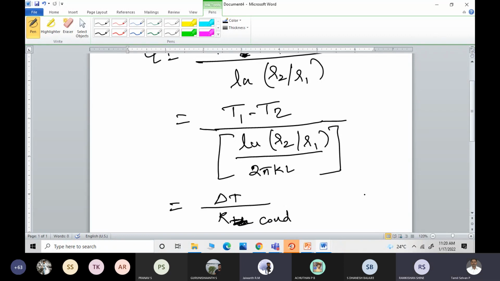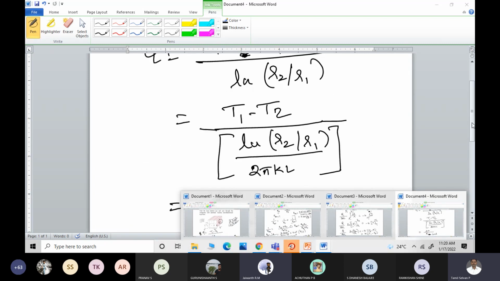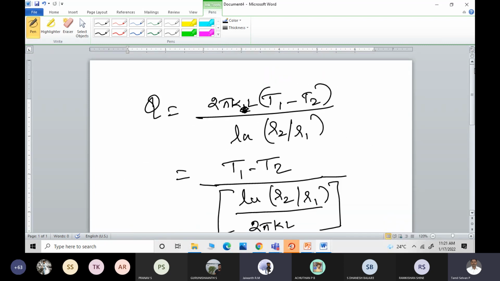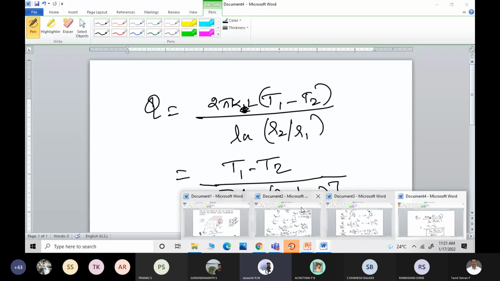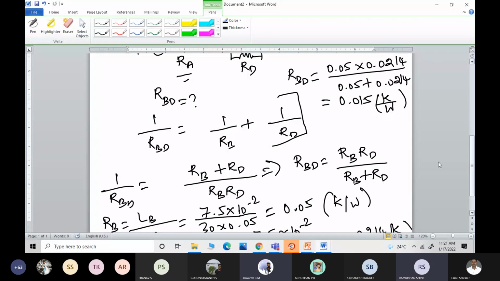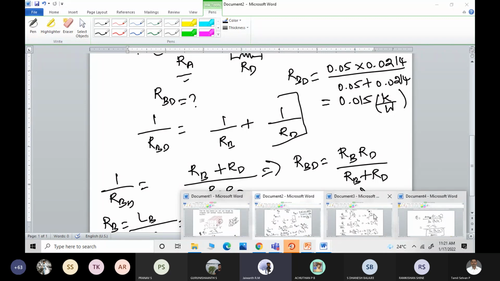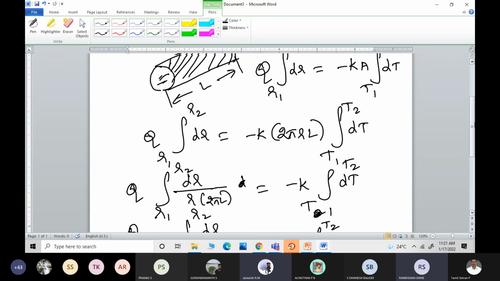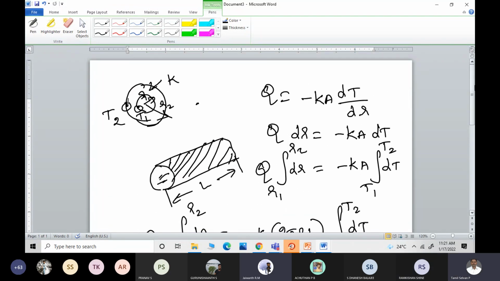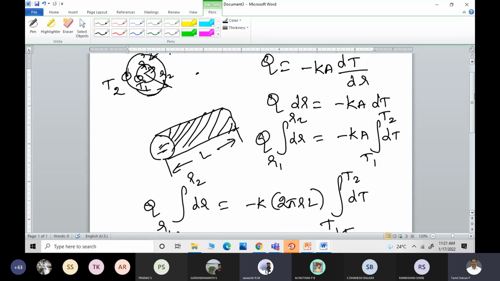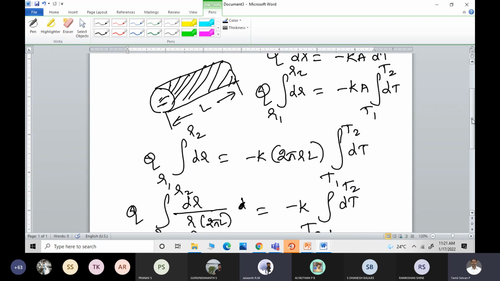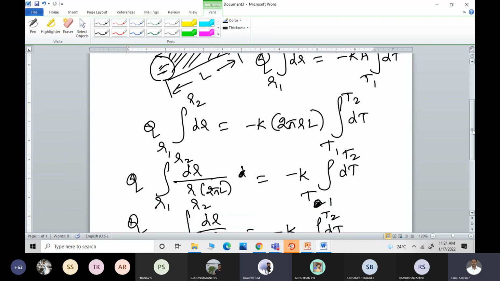Did all of you understand how I got this? What I did is Q equal to minus KA dT by dr, so Q dr equal to minus KA dT. When I integrate with the limits r1 and r2 and T1 and T2 on the right hand side, I get the expression Q dr by r.